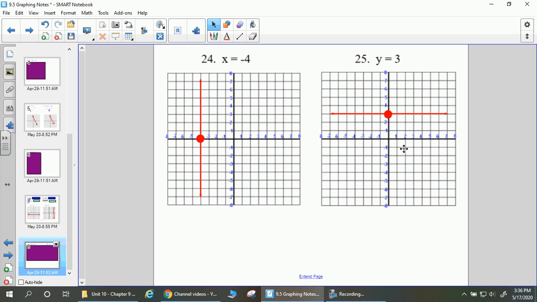On number 25, y equals 3. So on my y-axis, I go to positive 3, but then I turn and I draw my line going from left to right. And so that is how we get vertical and horizontal lines. And in total, this whole video is how we graph lines from our equations.